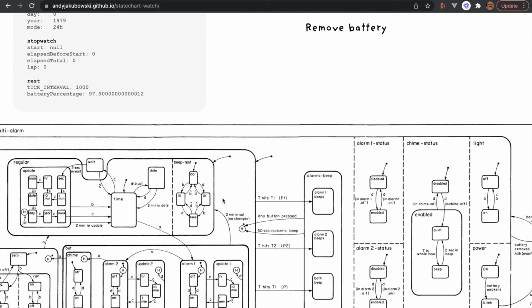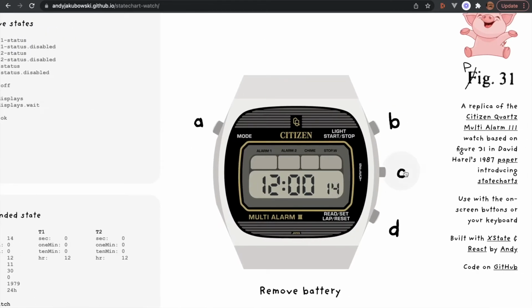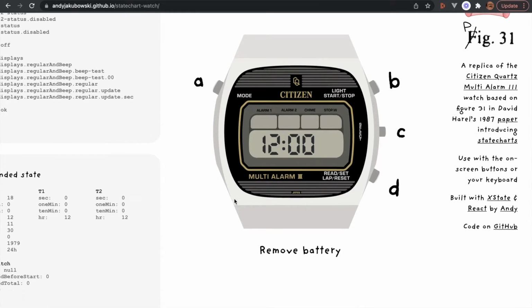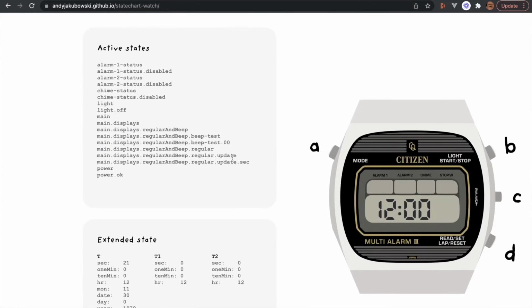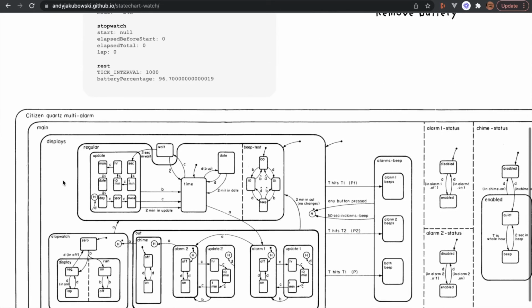So if we hold down C, you can see we don't do anything until 2 seconds, and now we're in update dot second. What's important is that while we're waiting here, we never left time. You have to follow it this way if you're going to use the scoping technique.